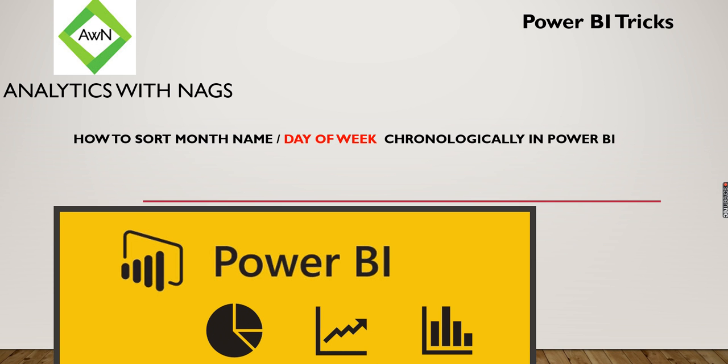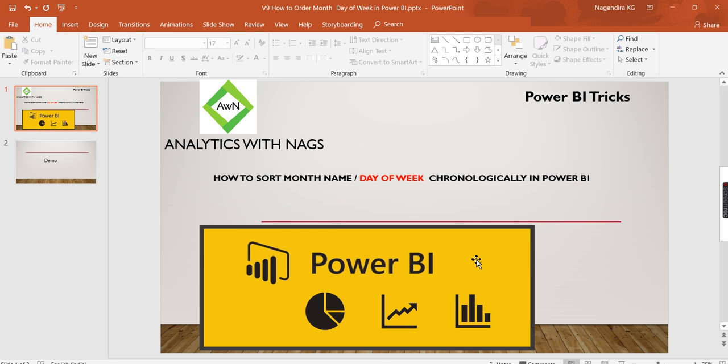This is a quick trick on how to sort a month name or day of a week in chronological order in Power BI. If you are struggling with ordering your month name, where instead of January, February, March, it comes in alphabetical order, like April comes first and August comes second, then this is the video for you. Let's see it in a demo how to fix it.